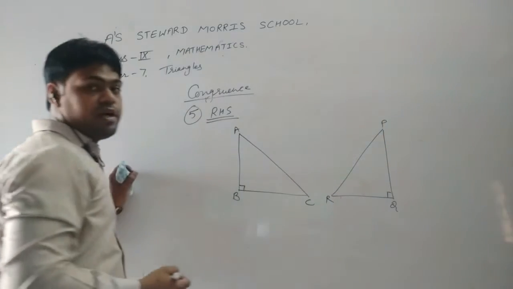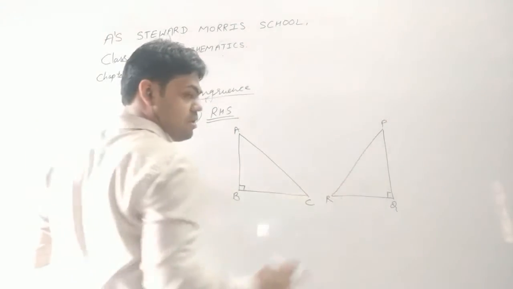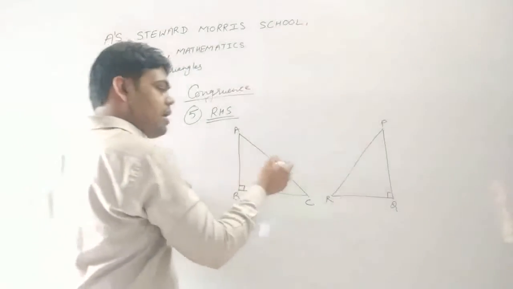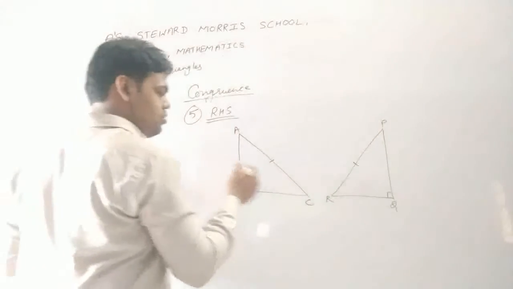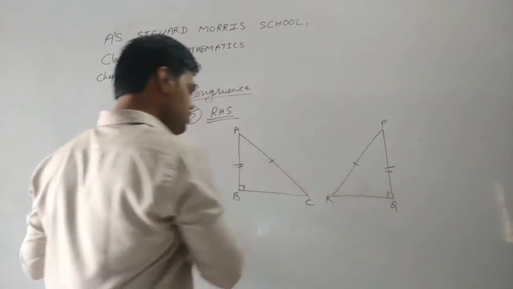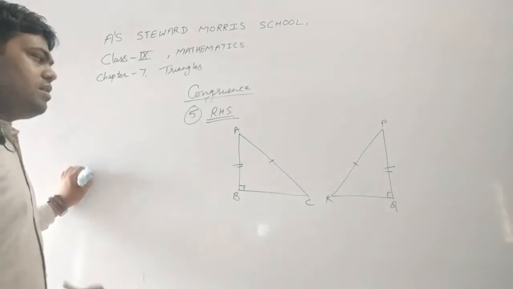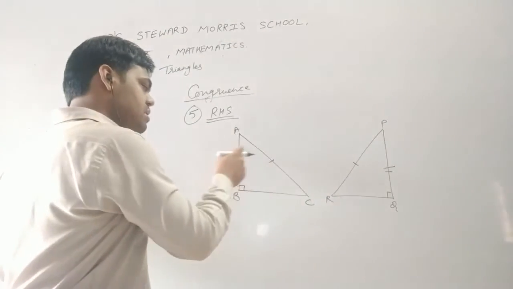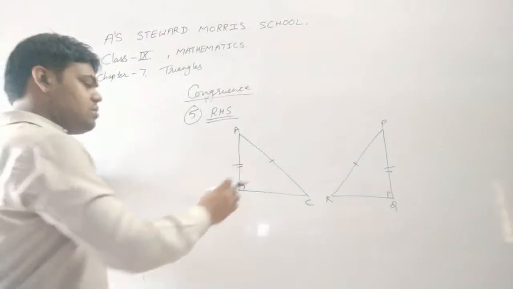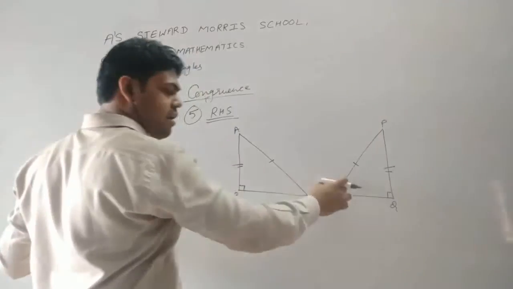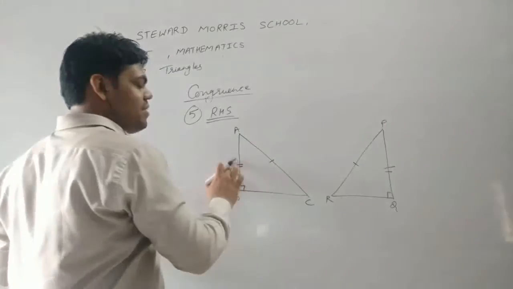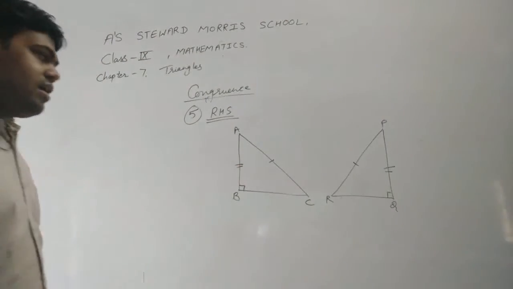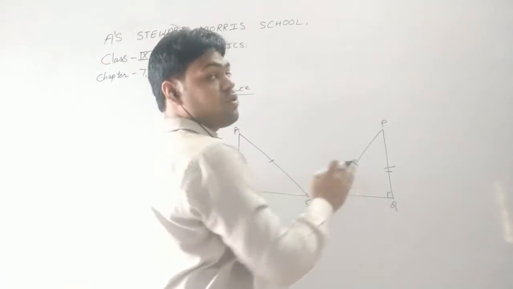First, both should be right triangles. The second part is that the hypotenuse should be equal. And the third part is any side, there is no issue, like this side equals this side. Then we can write right angle, hypotenuse and side congruency here. It means both the triangles should be right triangles, the hypotenuse must be equal, and any one side should be equal. Like if it is equal to this side, then it is also again congruent.